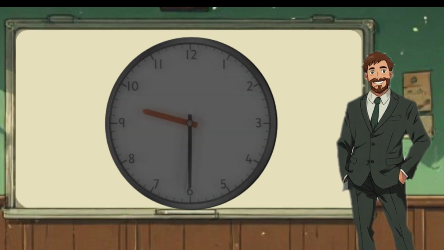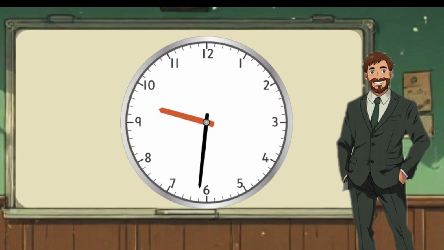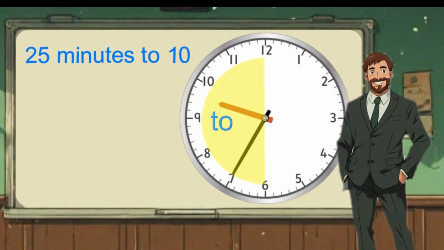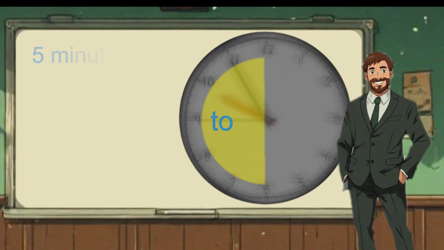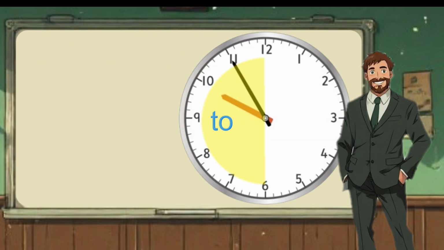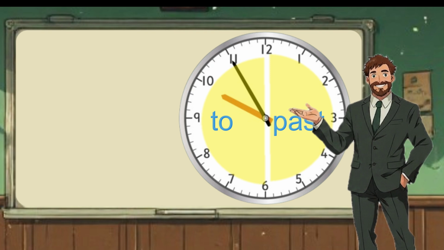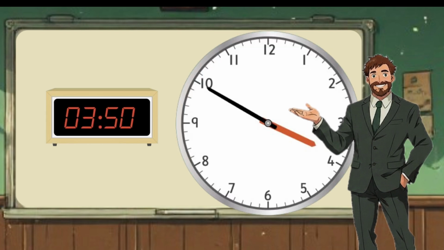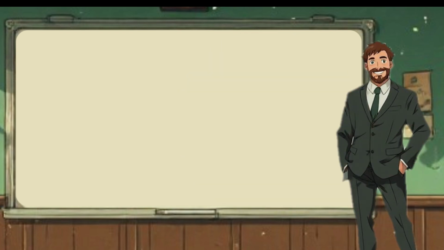Once you've crossed the 30-minute mark, we look forward to the next hour using to. So at 9:31, we don't say 31 past 9, we say 29 minutes to 10, 25 to 10, quarter to 10, 5 to 10. In the US, people often skip this and just read the digital numbers directly, saying 9:29 or 3:50. Both work.